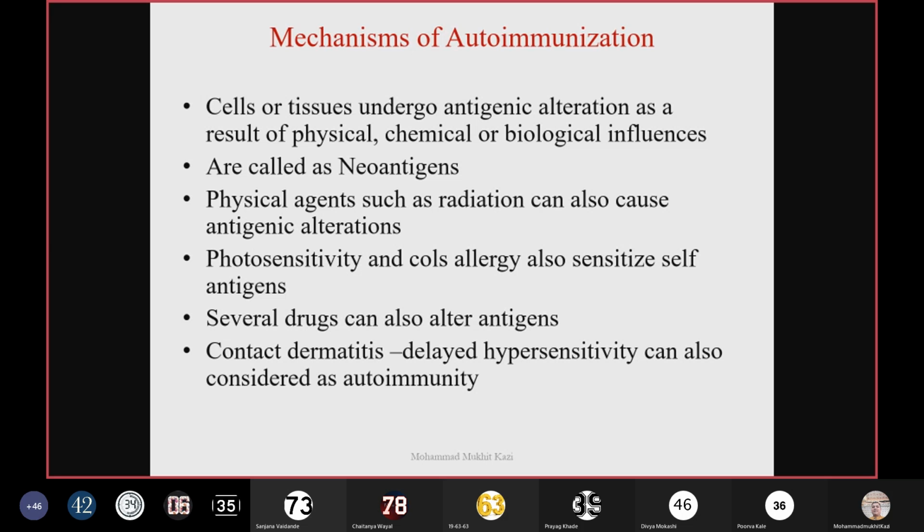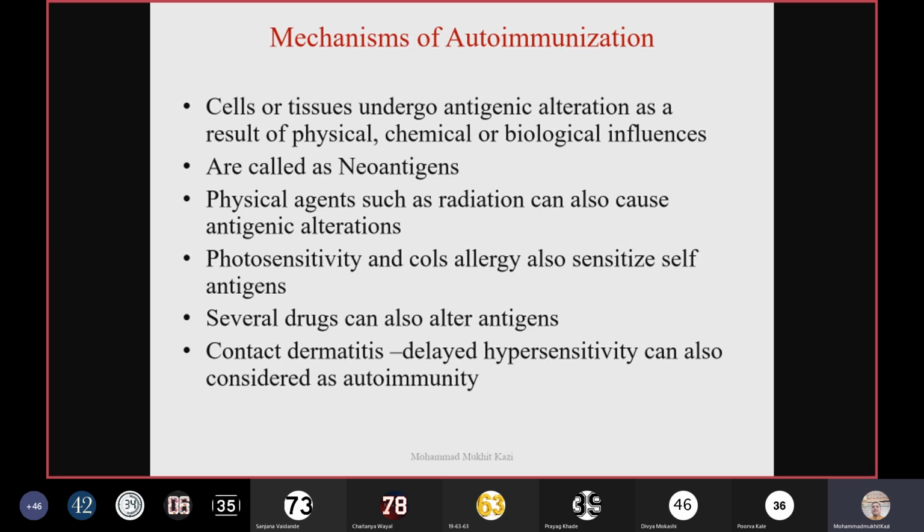During this, it results in cell injury or tissue injury, and it undergoes antigenic alteration. Whatever antigen is present on these cells or tissue will change in its structure, its shape, its molecular structure. And when they change themselves, they are called neoantigens. Now, why are they neoantigens? Because they are new antigens. The previous antigens have undergone alteration, which results in a new antigen. That is why they are called new antigens.